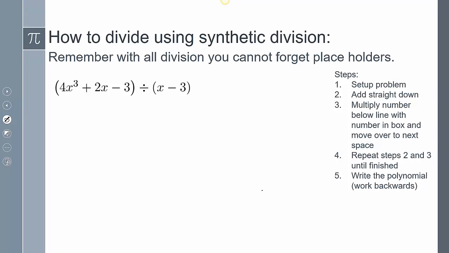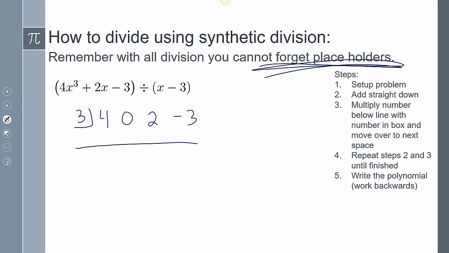Next one is setting up the problem. So here's my c. Now writing this out, here's my x cubed, but I don't have an x squared. You cannot forget your placeholders. So then I'm going to add a 0 for my x squared, 2 for the x, and then -3. So now we just follow the same pattern. Step 2, add straight down. Step 3, multiply, add, multiply, add, multiply, and then add straight down.